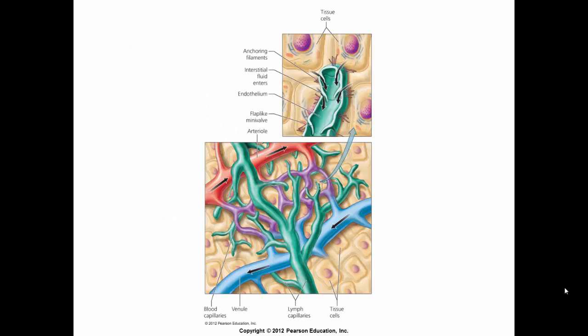And so this just shows our blood. We see our arteries designated in red up at the top, our blood capillaries, the venule, which is returning, but you also see these lymph capillaries that are running kind of parallel to our capillary system.